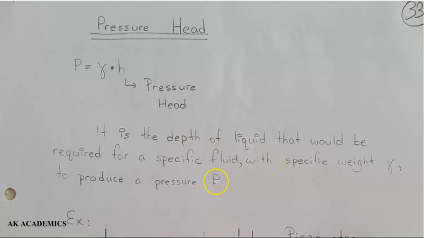Pressure is given as specific weight multiplied by the height h. This h can be referred to as the pressure head. It is the depth of liquid that would be required for a specific fluid with a given specific weight to produce a pressure.